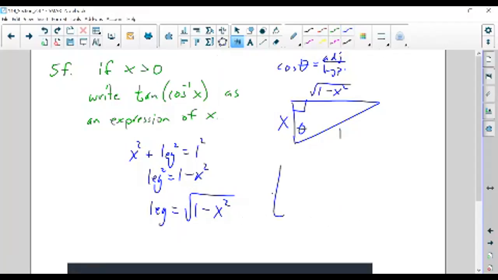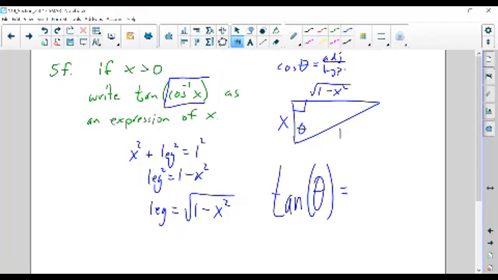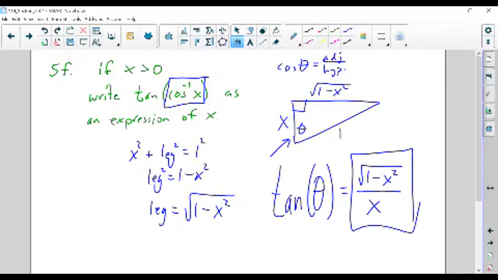So now finally, the tangent. This question is asking for the tangent of some angle that happens to have a cosine of x. So we're talking about that angle. And tangent is opposite over adjacent. So the opposite is simply the square root of 1 minus x squared. The adjacent is x. And that is our final answer.